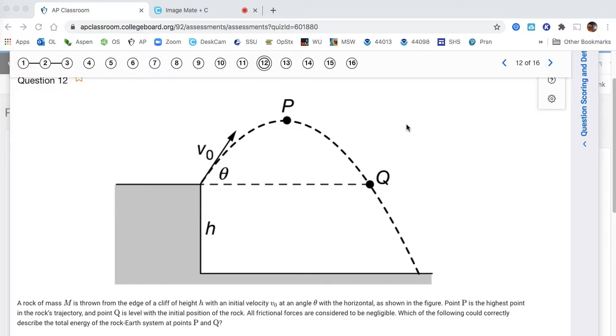A rock of a given mass is thrown from the edge of a cliff with an initial velocity at an angle of theta, as shown above. Point P is the highest point in its trajectory, and Q is level with the initial position of the rock. All frictional forces are negligible. Which of the following correctly describes the total energy of the rock-Earth system at points P and Q?